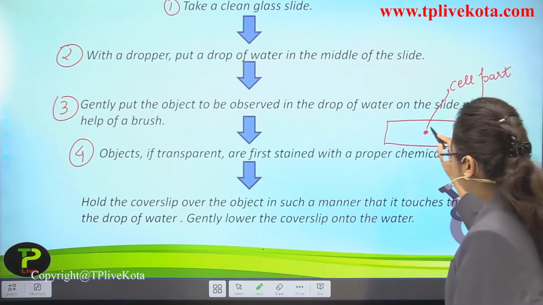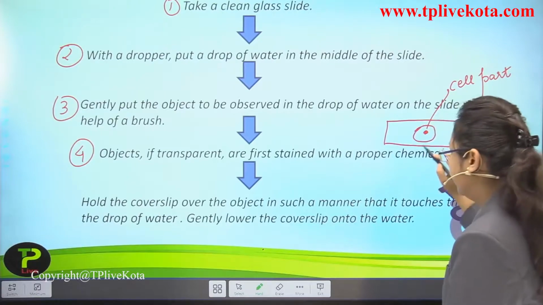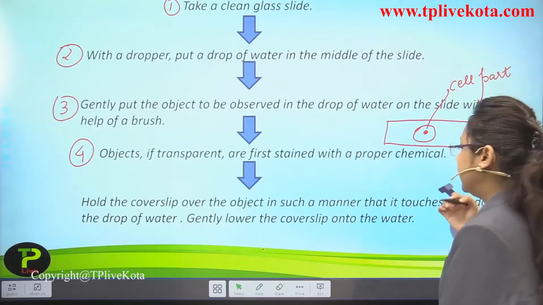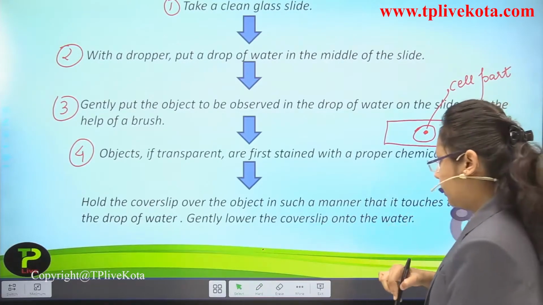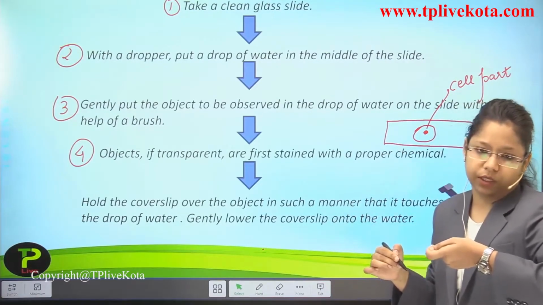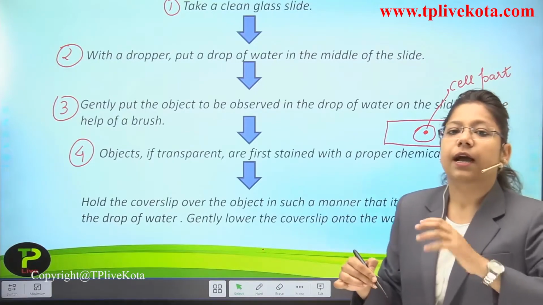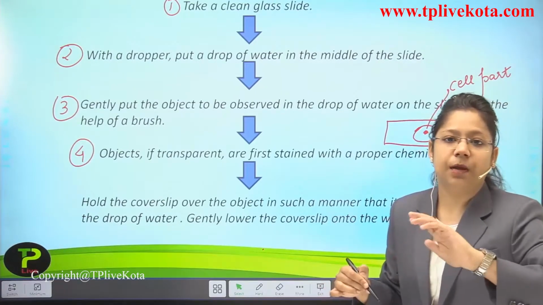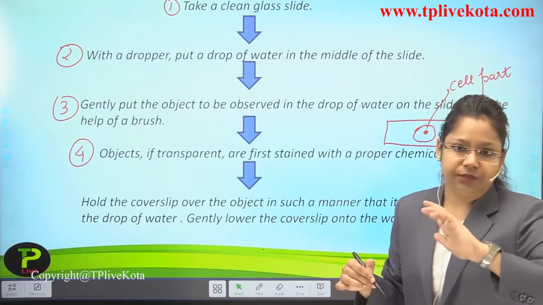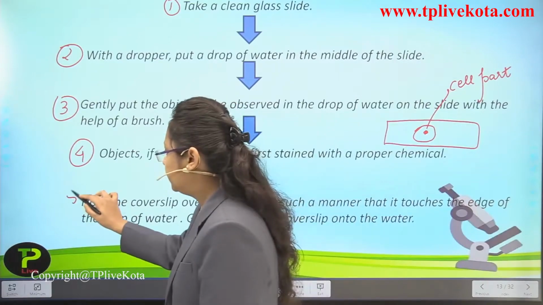Now you are putting a cover slip over it, so you have to place it very carefully so that it touches the edge of the drop of water and you gently lower the cover slip over the water, so that the extra amount of water gets removed and no air bubbles are present under the observation. Now this is the basic fifth step. Did you understand this?